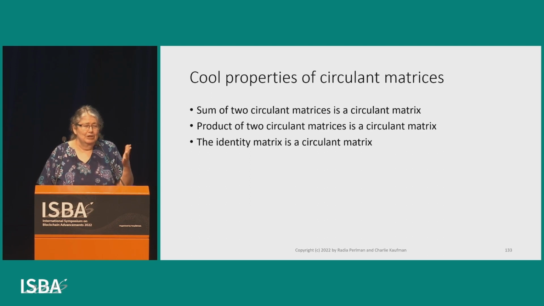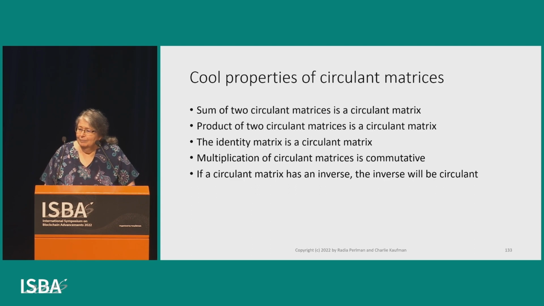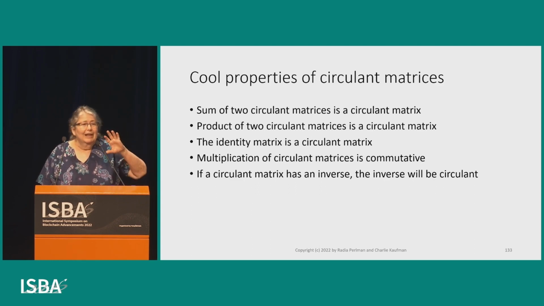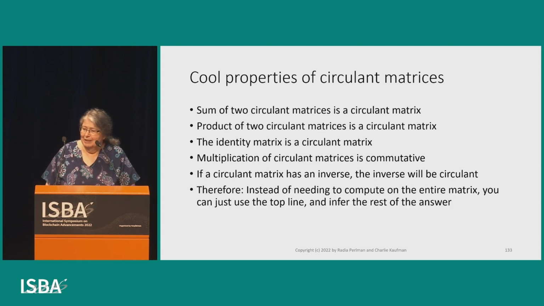The identity matrix, the thing that if you multiply something by that, you get the same thing, that's also a circulant matrix. Anyway, if you have the inverse of a circulant matrix, it will also be a circulant matrix. So even though you're, in theory, doing all this stuff with matrices, you really can just do it with polynomials. So this is a very, very important optimization of these schemes.